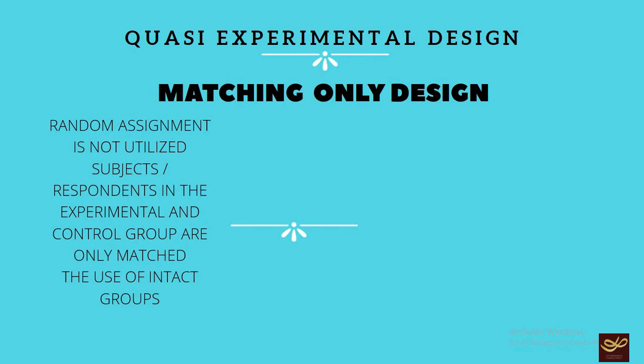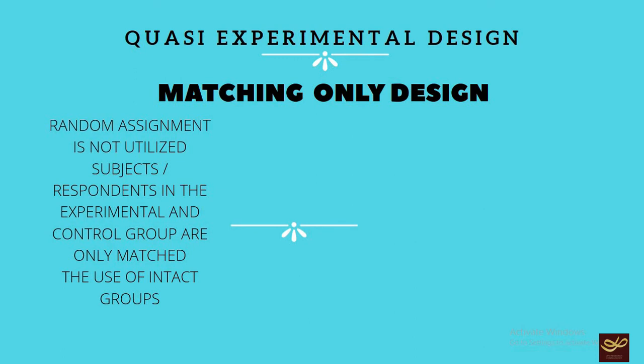Subjects or respondents in the experimental and control group are only matched, and there is this use or access to intact groups. What do we mean by this? First, there is no random assignment. Second, the subjects or the respondents in the experimental and control group are matched, but you simply used intact groups.